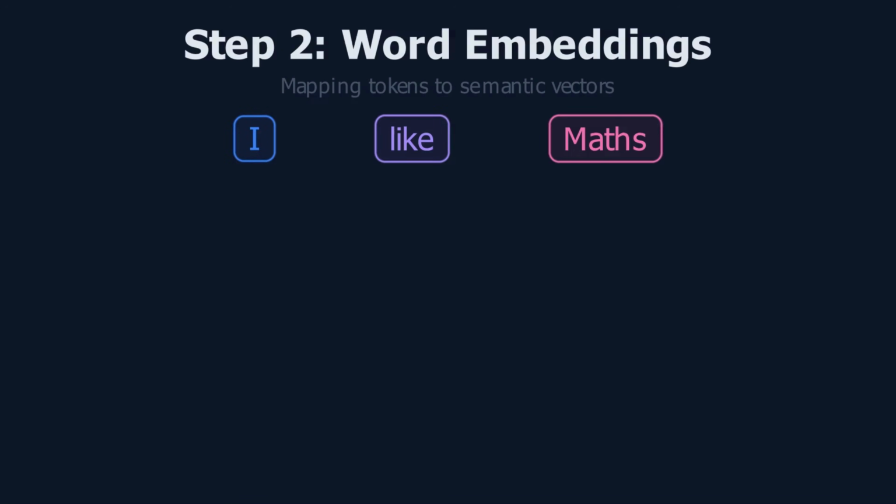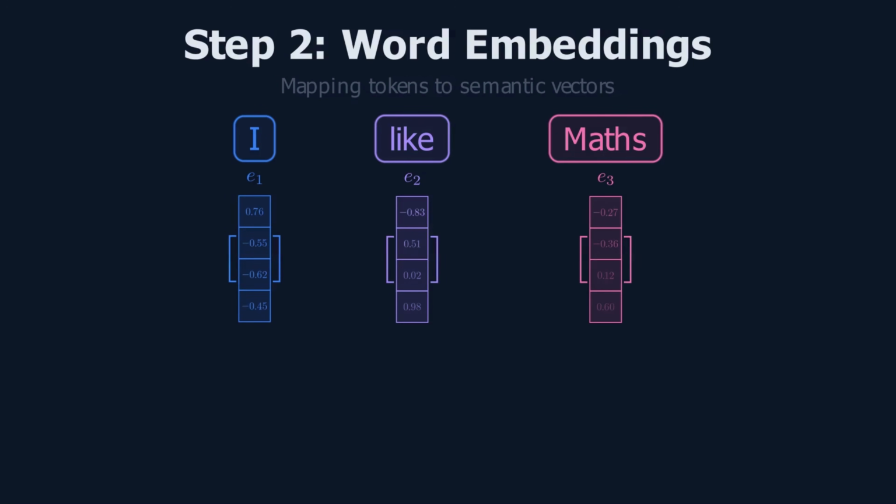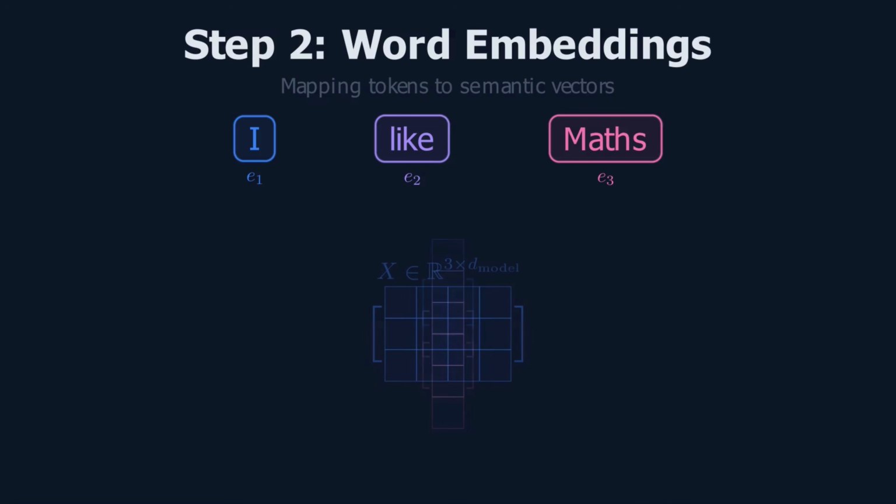After tokenization, we find the static embedding of each token in the sentence. Here, E1, E2 and E3 are static embeddings of those three tokens. For this video, we assume the dimension of each embedding vector is D or D model, and we combine each vector to form an embedding matrix X. Hence, the size of the embedding matrix is 3 times D.